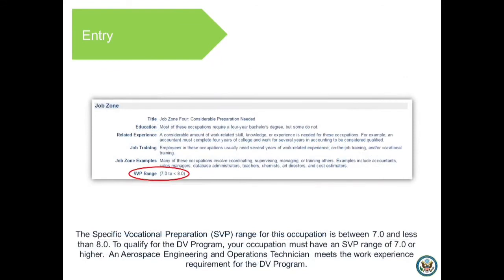The specific vocational preparation or SVP range for this occupation is between 7.0 and less than 8.0. To qualify for the DV program, your occupation must have an SVP range of 7.0 or higher. An aerospace engineering and operations technician meets the work experience requirement for the DV program.